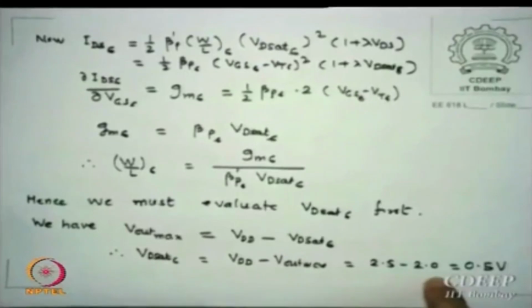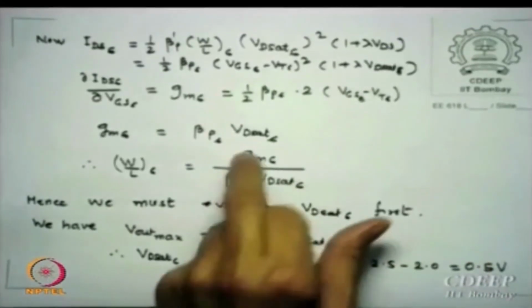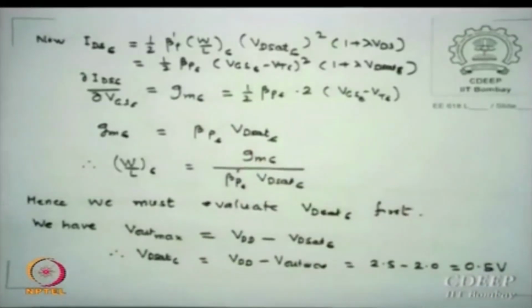So 2.5 minus 2, which is 0.5. Is that correct? If I know this, I already evaluated this, so what do I calculate? W by L6. Understood?